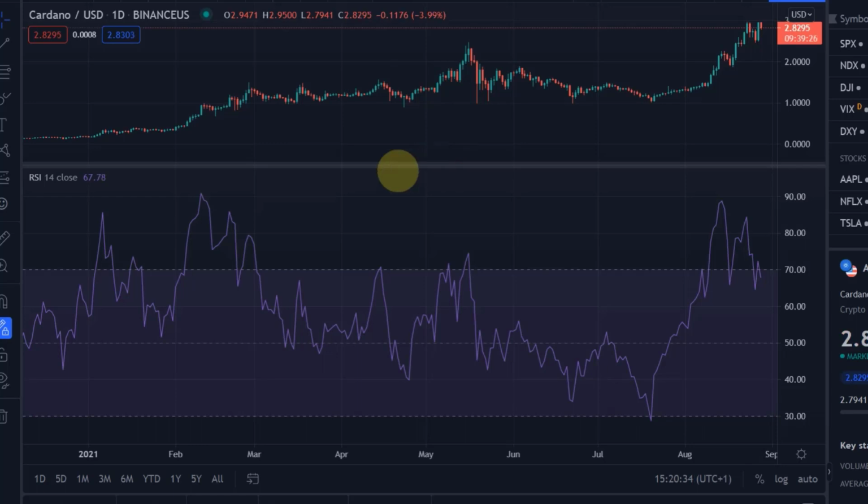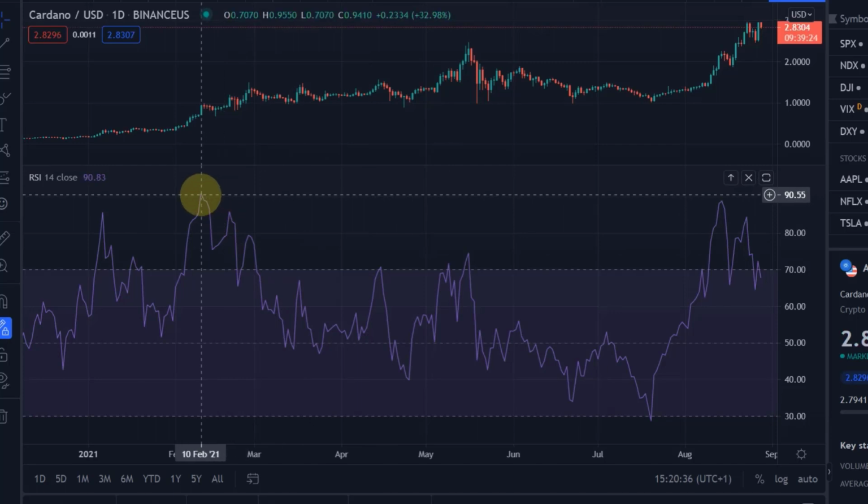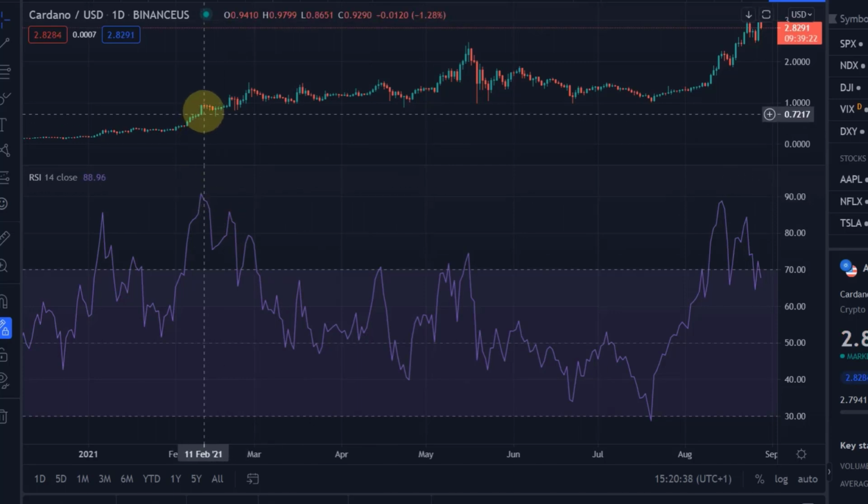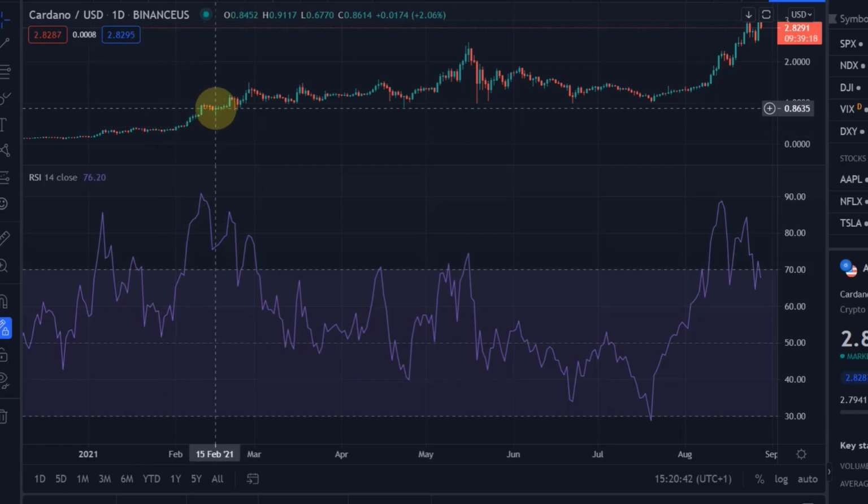So the RSI is looking at the last 14 periods. So looking here, basically the last 14 candles. So the last 14 days on the daily chart. It would be different on a different time frame. On the weekly, you would have the last 14 weeks. And it looks at the momentum change in price.